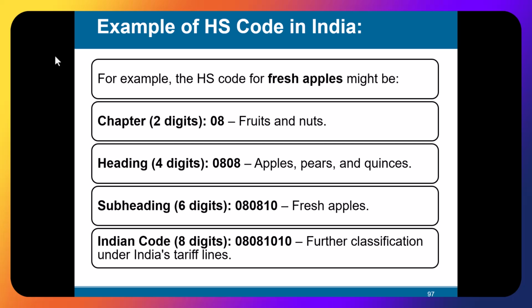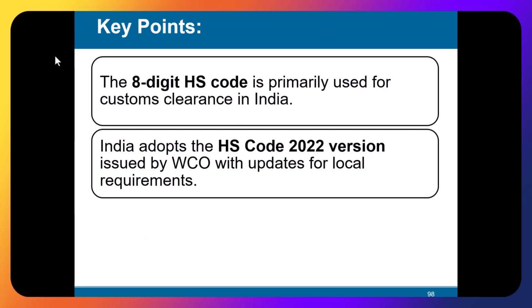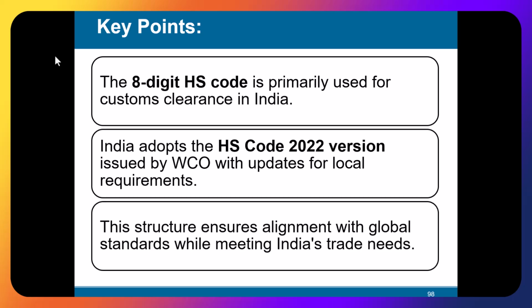So I'm skipping that. Just read this. The 8-digit HS code is primarily used for customs clearance in India. India adopted the HS code 2022 version issued by WCO with updates for local requirements. This structure ensures alignment with global standards while meeting India's trade needs. Just move on to this.